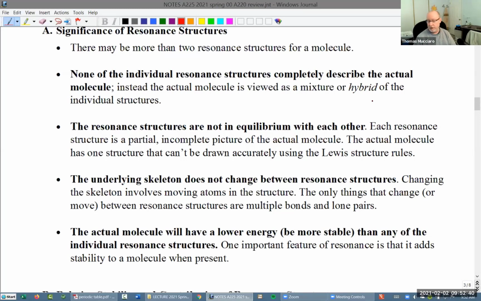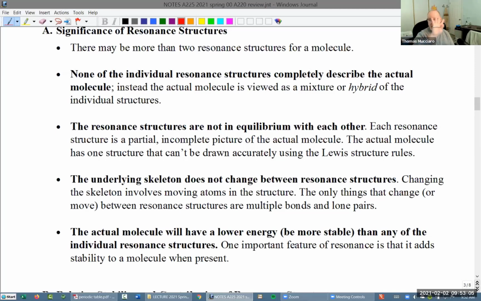And none of the individual resonance structures completely describes the actual molecule. The real molecule is kind of a mixture of these, and I've shown you some examples in the past, and we're going to see examples of this in the future. So if that doesn't make sense now, we'll see this, okay? They are, however, not in equilibrium. So we draw the resonance arrow. That is not an equilibrium arrow. It's not like it's this structure changing back to that.